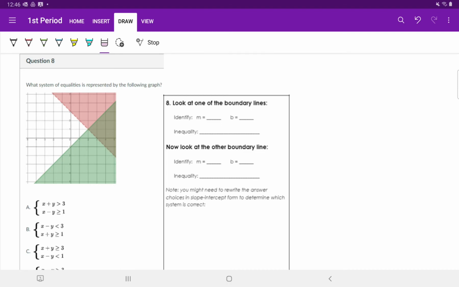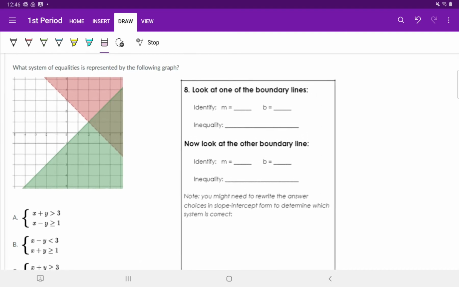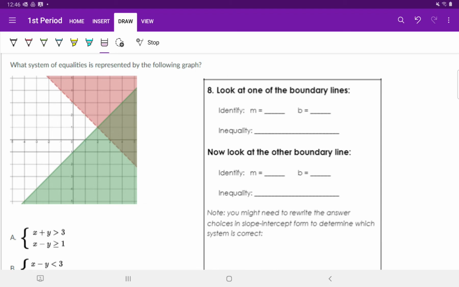So in this problem, we start with a graph, and we have to figure out what system of inequalities is represented by the graph. So we start from a picture, and then we're going to try to turn the picture into inequalities. The steps are basically laid out for you on the test paper. It says, look at one of the boundary lines. And I guess first, let's just go with the red line first.